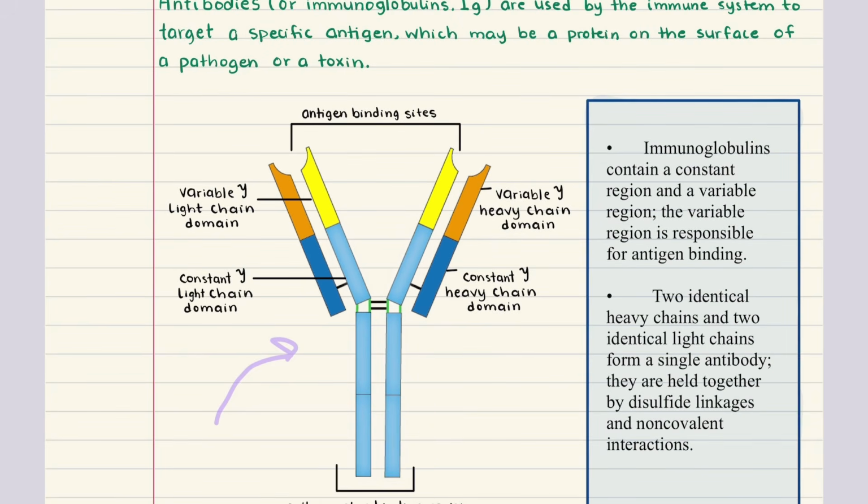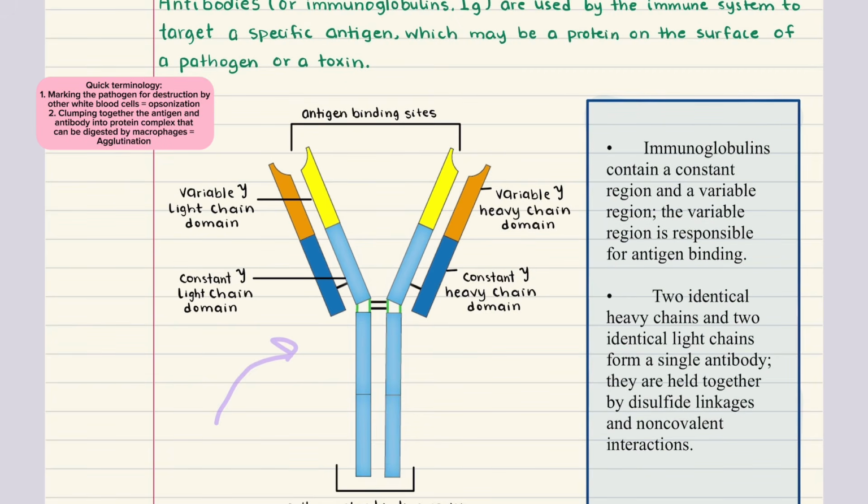Antibodies are made in response to antigens, which are foreign molecules found on the surfaces of viruses, bacteria, or toxins. The main role of an antibody is to bind to an antigen and either block its harmful effects or mark it so that other immune cells can remove it from the body.